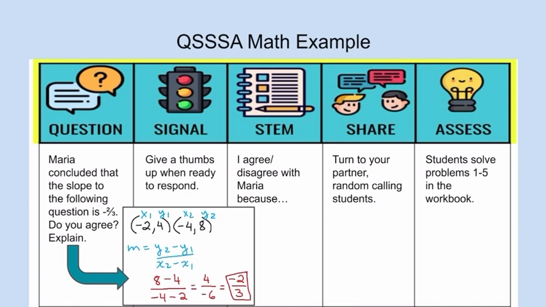Okay, so here's an example of QSSSA for math. So the question is, Maria concluded that the slope to the following question is -2/3. Do you agree? Explain yes or no.